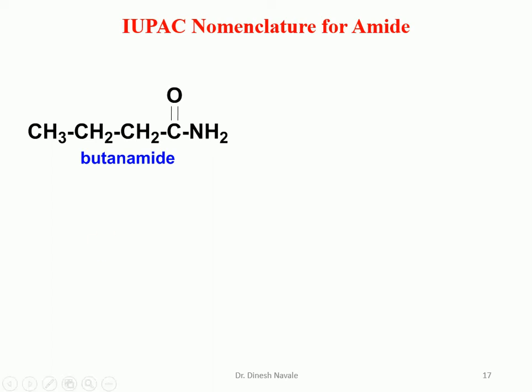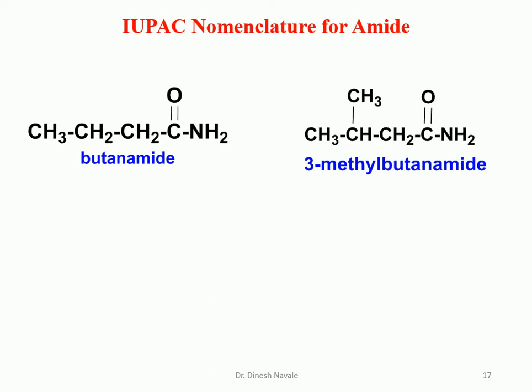So we have to see how many carbon atoms are in the chain. Always for amide, numbering should start from the carbonyl carbon of the amide. So it is carbon number 1, 2, 3, 4. 4 carbon atoms, so it is butane, and the E of the alkane will be replaced by amide. So it is butanamide.